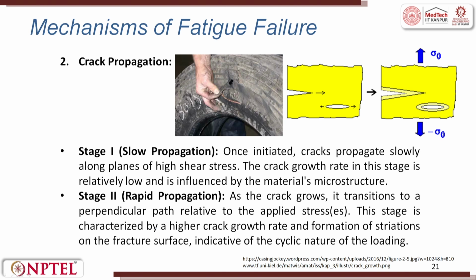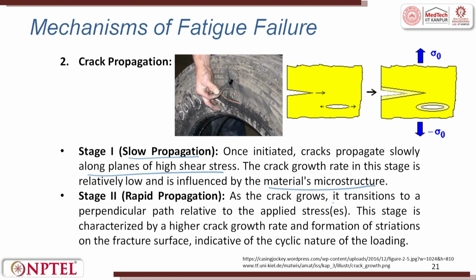The next is crack propagation. How does the crack propagate? So, it has two stages, stage 1 and stage 2. Stage 1 is called slow progression. Once initiated, the crack propagates slowly along planes of high shear stress. The crack growth in this stage is relatively low and is influenced by material microstructure only along a plane of high shear stress. Next, take stage 2, rapid propagation.